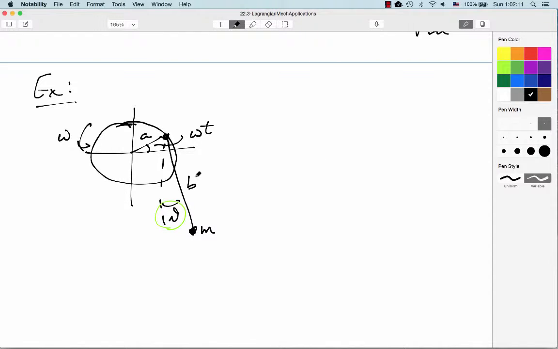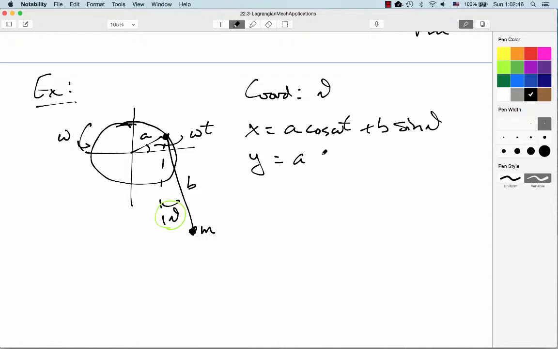And we'll say the length of the pendulum rod is b. Okay, now this is a case where it's probably easier to play the game of let's do everything in Cartesian and then clean it up. So let's go and do that. So x is equal to a times the cosine of omega t plus b sine theta. Y is equal to a sine omega t minus b cos theta.